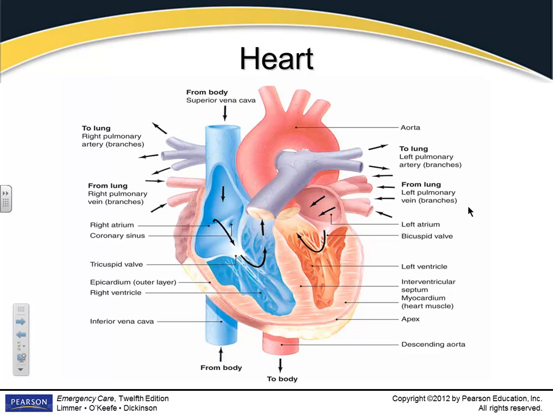So think about this. Which one of these two chambers has to work harder? The ventricles. Oh, the right. Well, think about, where is the right ventricle? Where is it pumping blood? The left ventricle is the hardest. Did I say left? The right. The right pumps it to the lungs. How far is that?